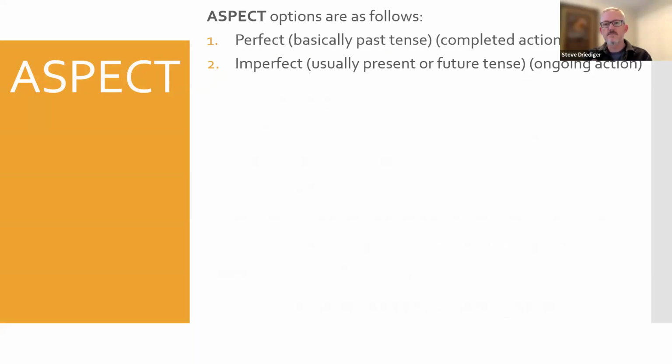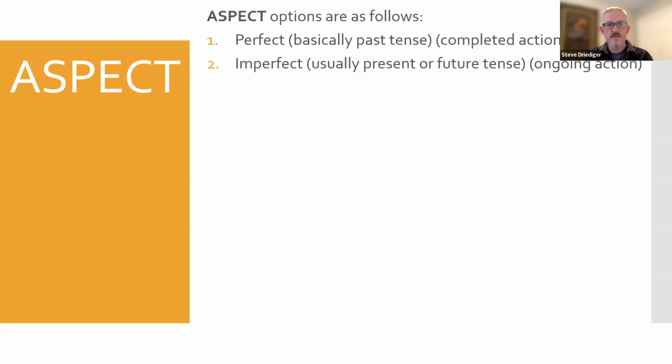The two most common, again, in terms of narrative, are perfect, which is basically a past tense, although of course you can have a past tense, or you can have a completed action in the future. You can have incomplete action in the past, and it's just context that's going to help you determine those.